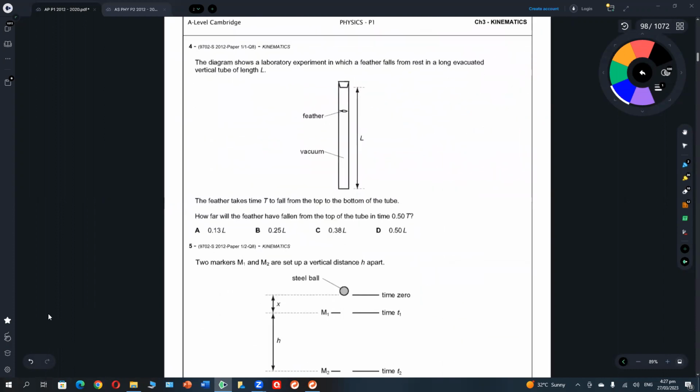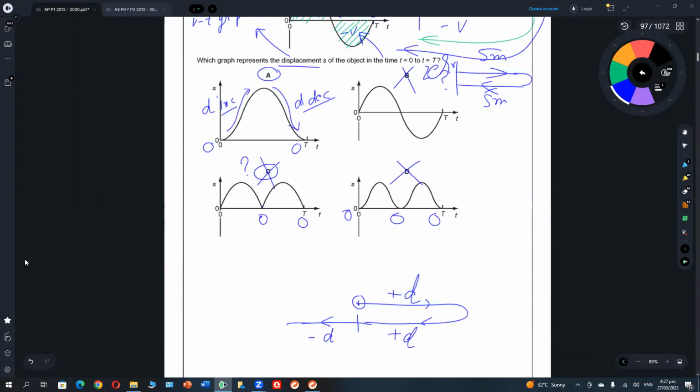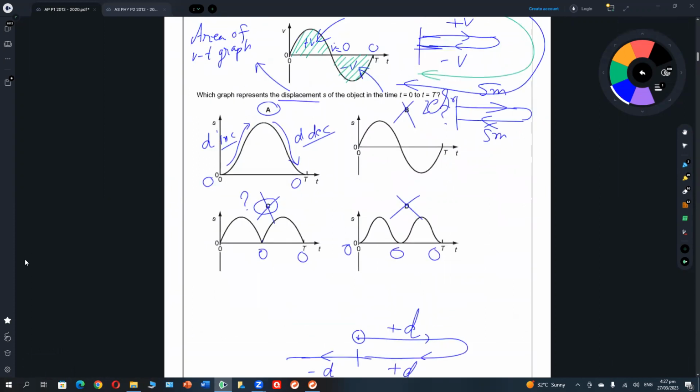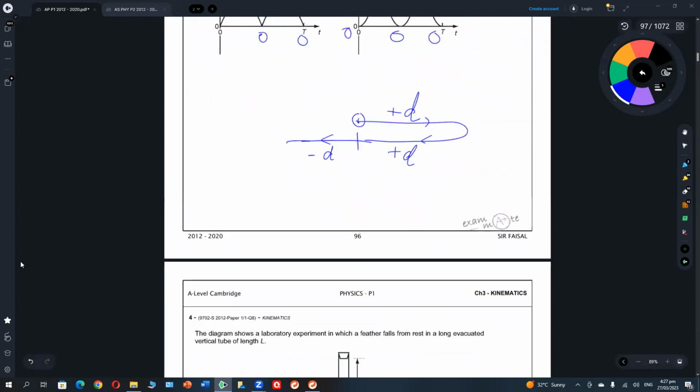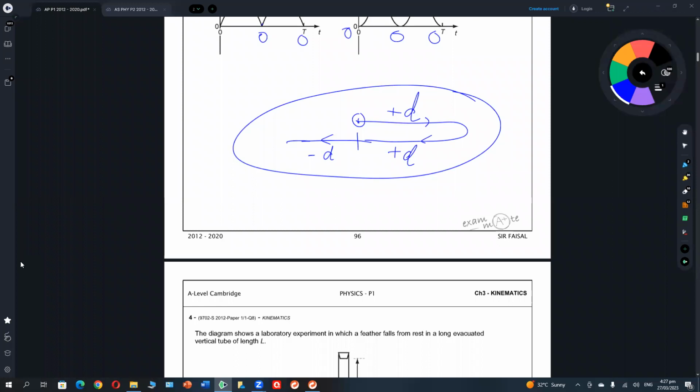And B1 was wrong because the displacement can't be negative in this. Because displacement, you can see this diagram. This is zero and negative. It becomes zero at this point. And how it appears in the paper, the displacement can be negative.